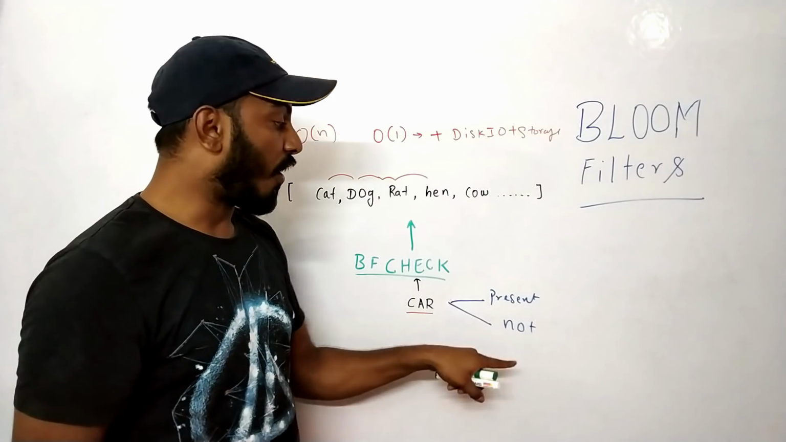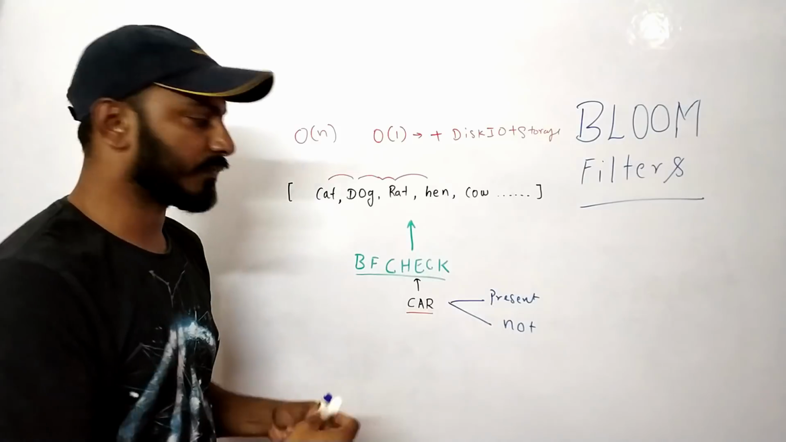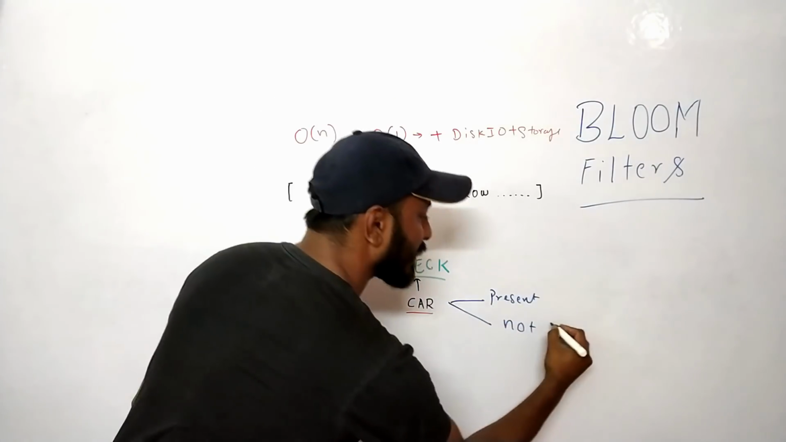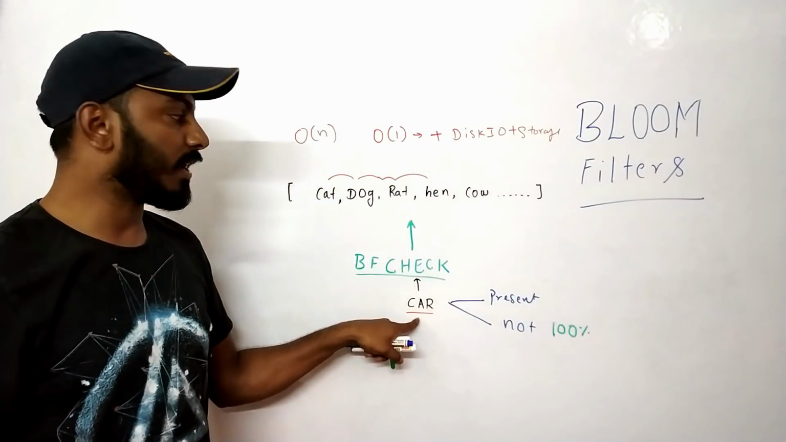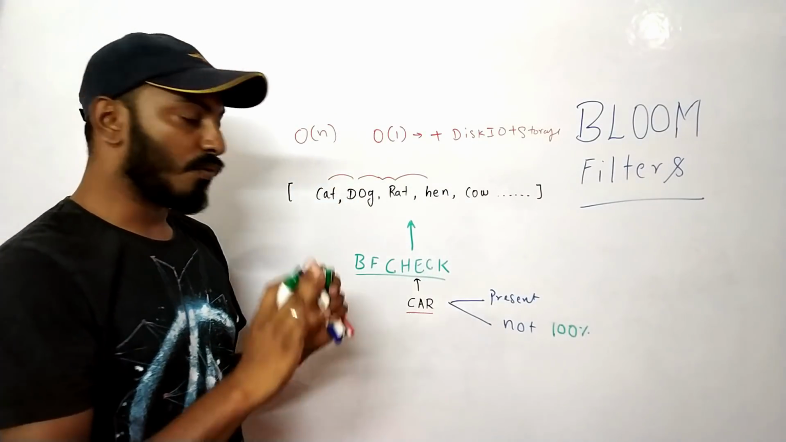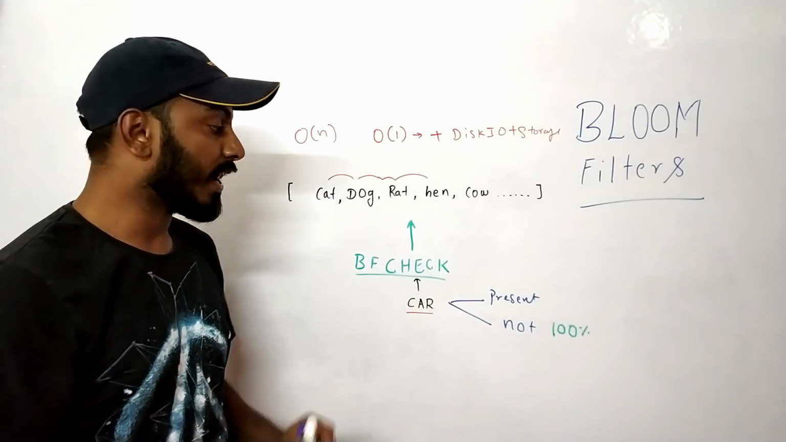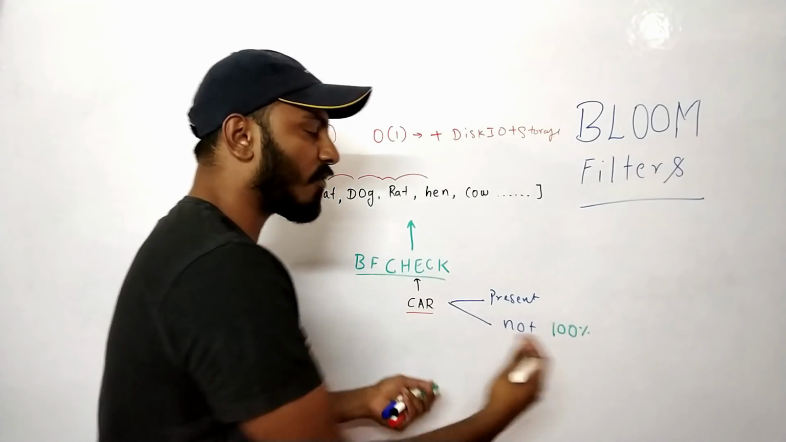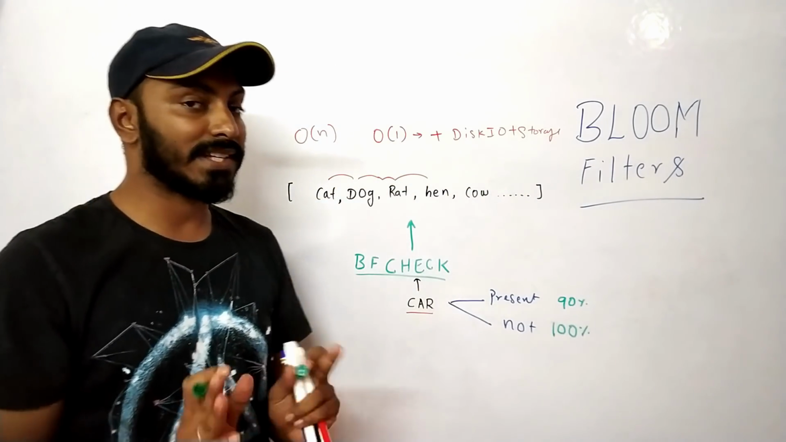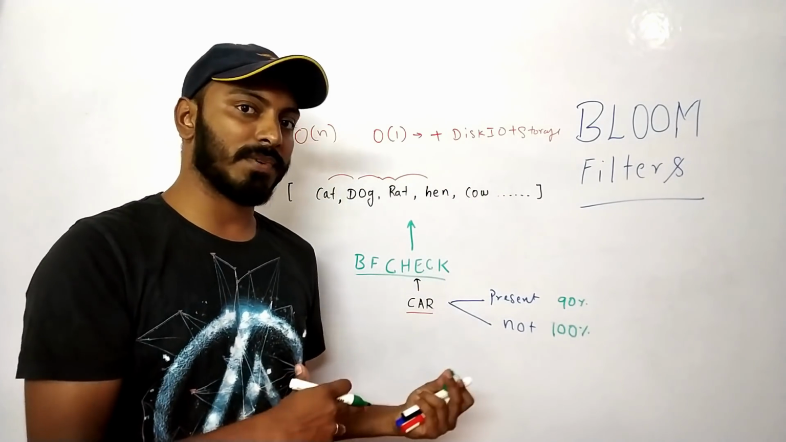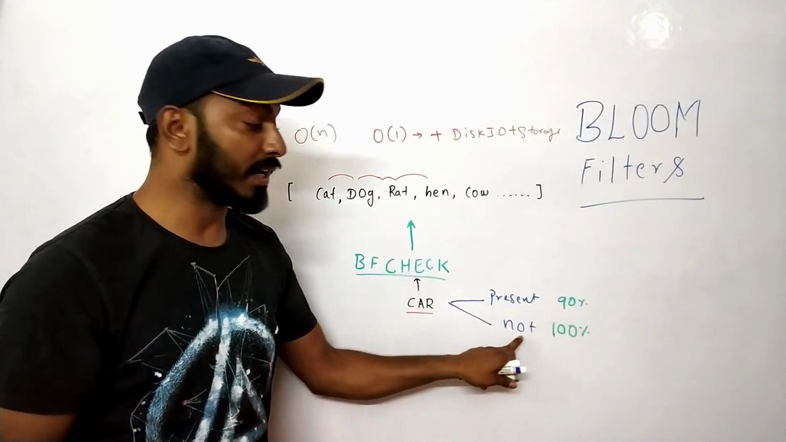Either it is not present or it is present. When it answers, look at the confidence level of the algorithm. When it says it is not present, it is 100% sure that this particular username is not present. But when it answers that this particular username is present in the list, it is not 100% sure. It is somewhat like 90% sure that it is present, but there is a 10% chance that it is not present. But when it answers that this particular username is not present, it is 100% sure.